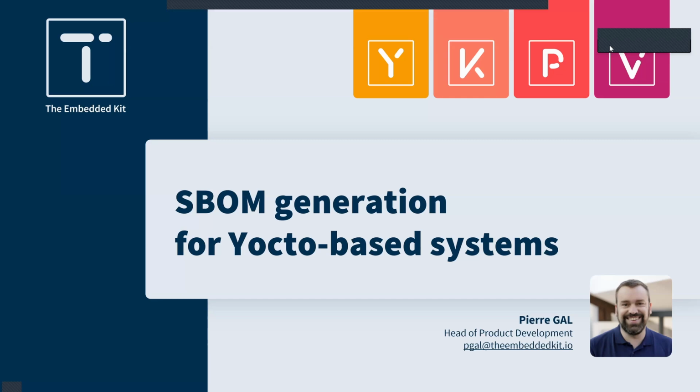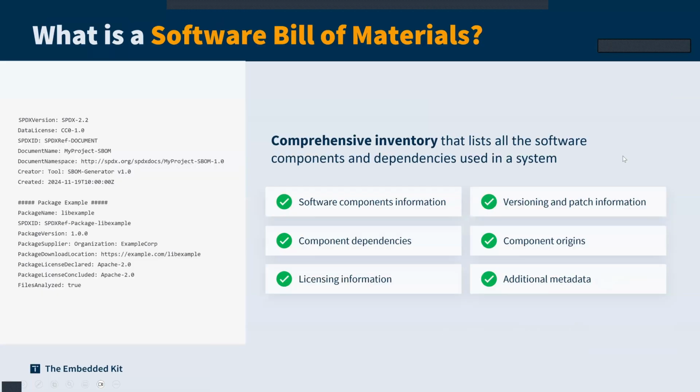We will talk about SBOM, starting by what is it? Just the basics. So what do we find in a software bill of materials? Basically, it's a comprehensive inventory that integrates all the software components, all the dependencies used in a system. You can find an SBOM for just a specific application you are building, defining all the different dependencies that exist for this application.